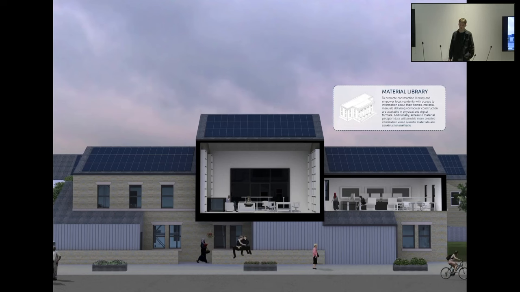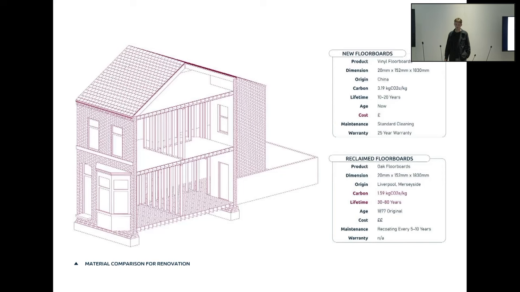Material manuals would promote construction literacy and empower local residents by giving them access to detailed but accessible information about their homes. This information would be available publicly within the construction library, along with access to more detailed material passport databases. With detailed information available for reclaimed materials, architects and contractors can better compare new and reclaimed materials to make a more sustainable choice. Additionally, the history of reclaimed materials can imbue them with a cultural value and help people develop a more personal connection with them.